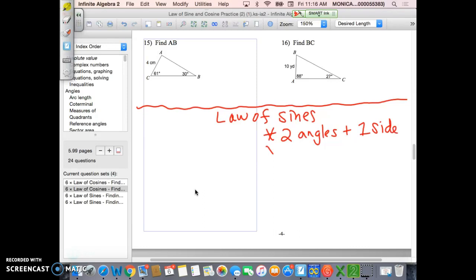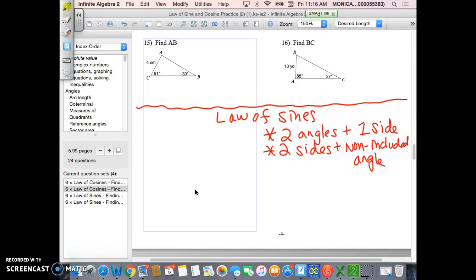Or if you have two sides plus a non-included angle. And so that would mean if you had like this side and this angle. Notice how the angle is not in between the two sides, it's not included in between the two sides. So that would be a situation where you would use law of sines.